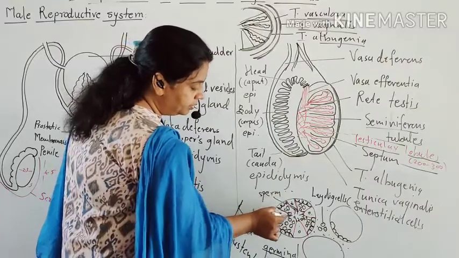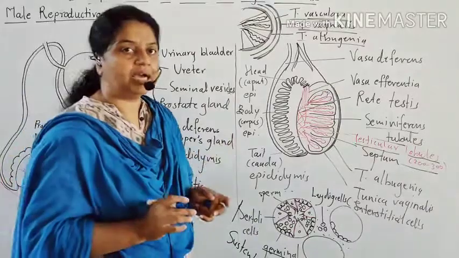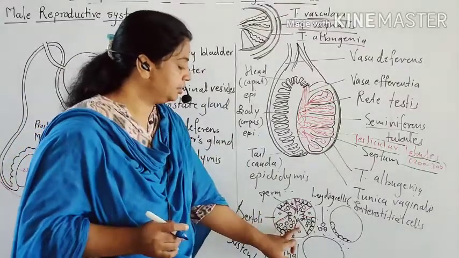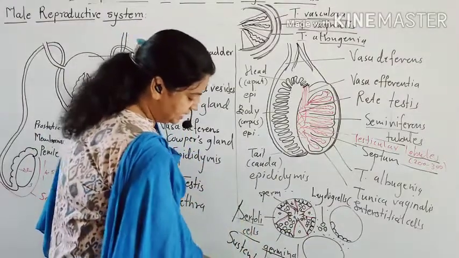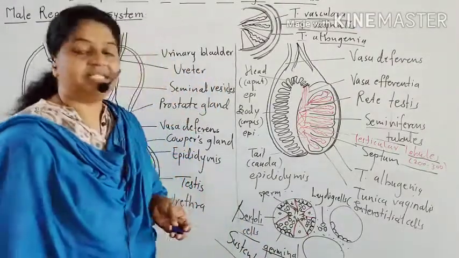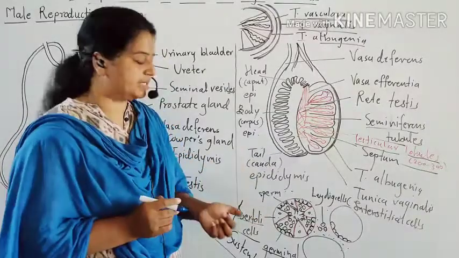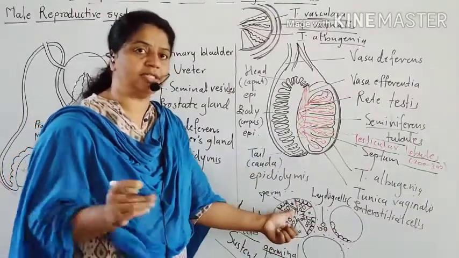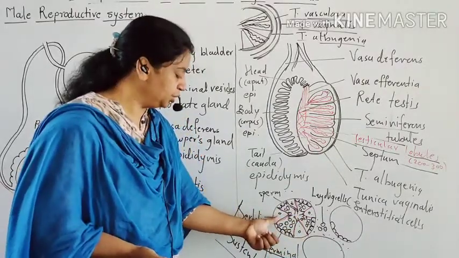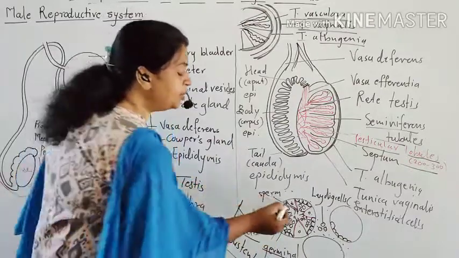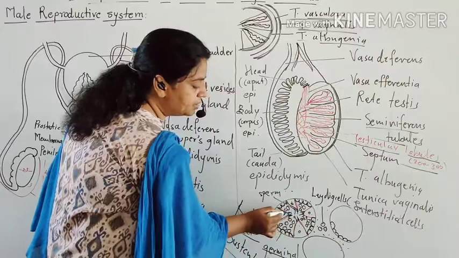In between the cuboidal germinal epithelium, there are large triangular cells called cells of Sertoli, or Sertoli cells, also called sustentacular cells. What is the function of this Sertoli cell? The germinal epithelium produces sperm after meiosis. The Sertoli cell gives nourishment and nutrition to the developing sperms.